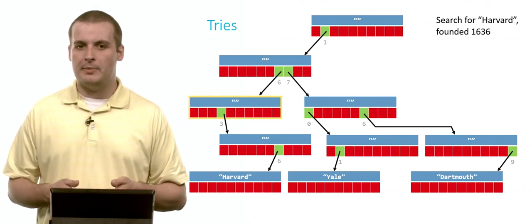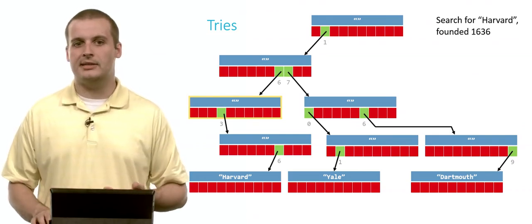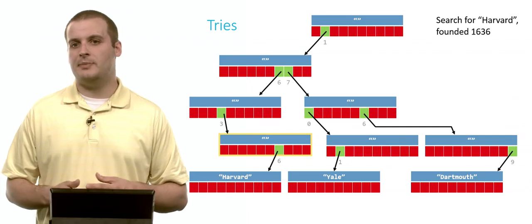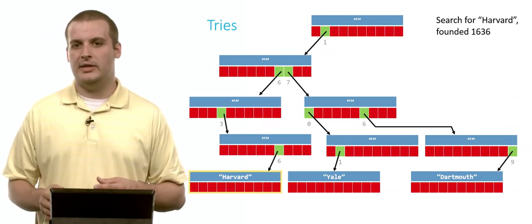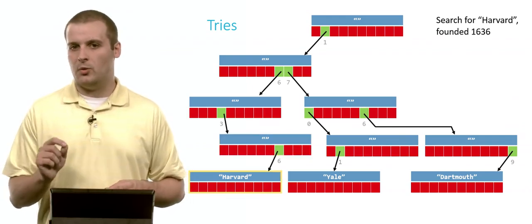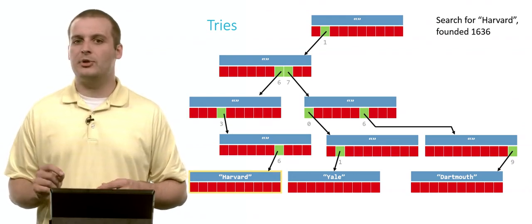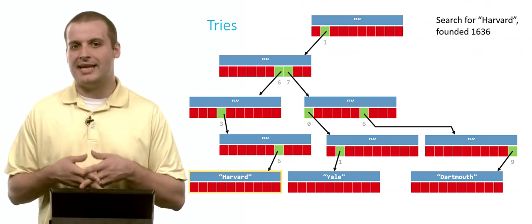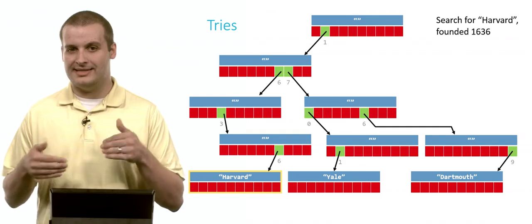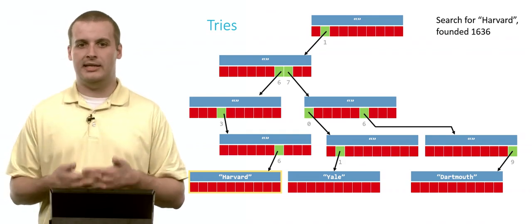Can we go down the 3 path from here? Well, as it turns out, yes, that exists too. And can we get on the 6 path from here? Yes, we can. We haven't quite answered the question yet. There's still one more step, which is now we need to look down and see, if we're looking for Harvard, is that what we find after we exhaust the key?